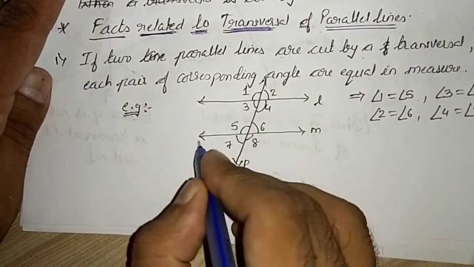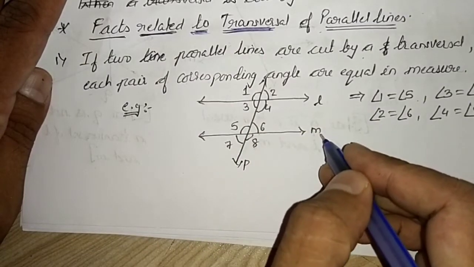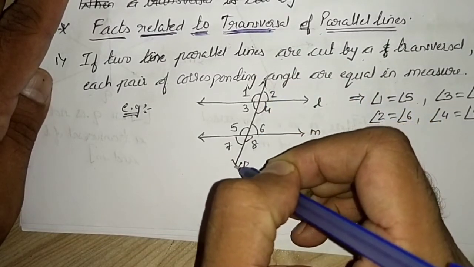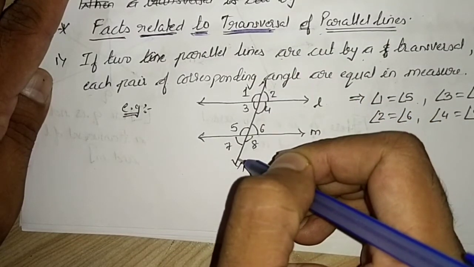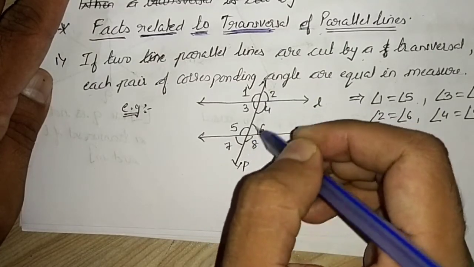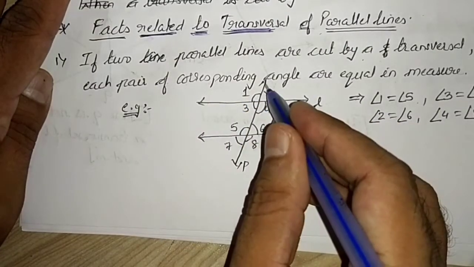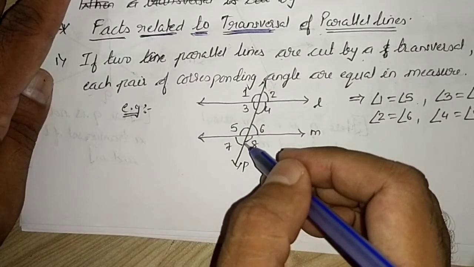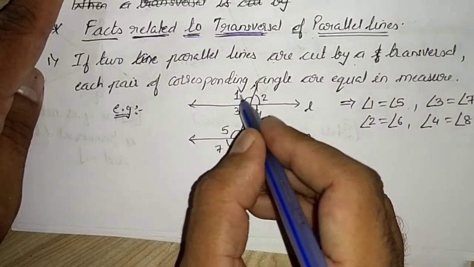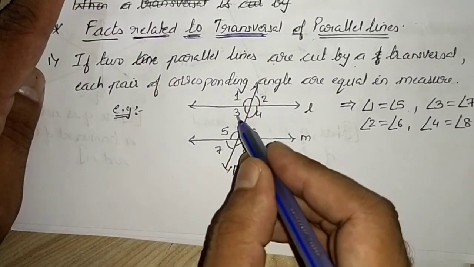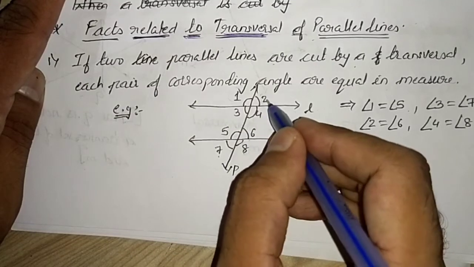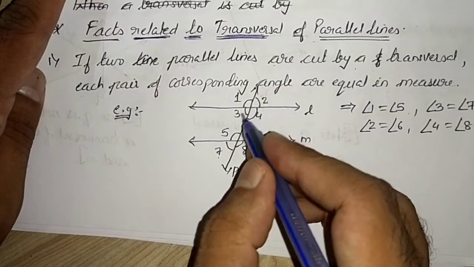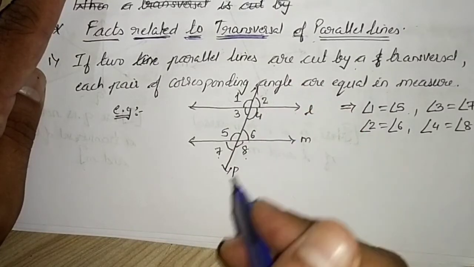L and M are two parallel lines, and if a transversal is cutting or intersecting them, then each pair of corresponding angles will be equal in measure. Which are the corresponding angles? 1 and 5, 3 and 7, 2 and 6, 4 and 8 are corresponding angles. These corresponding angles will be equal in measure.